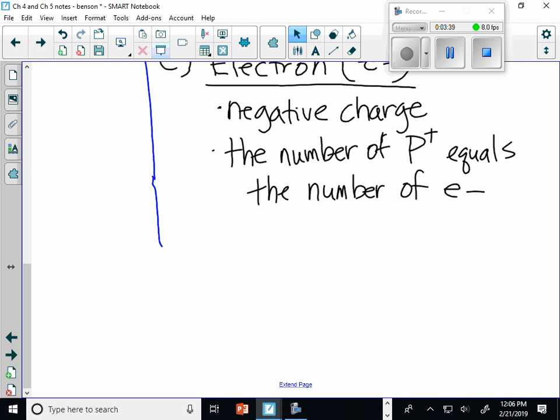Now, electrons are incredibly small. It actually takes about 2,000 of them to make 1 proton or 1 neutron. We're going to be spending a lot of time looking at the number of electrons.